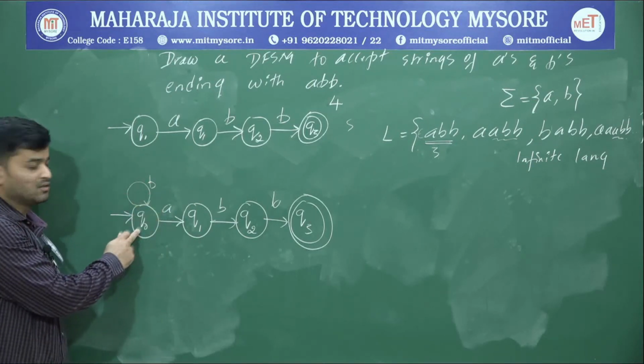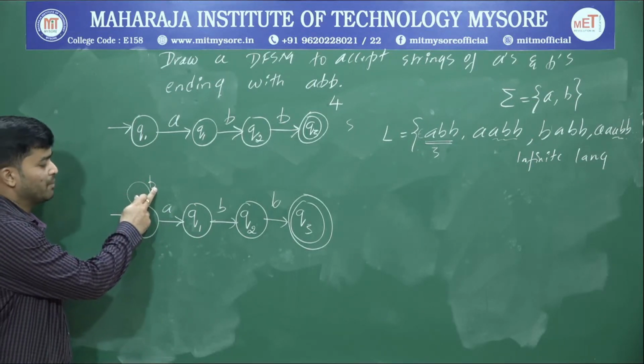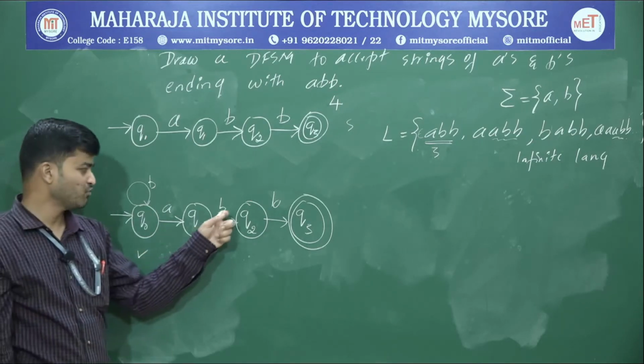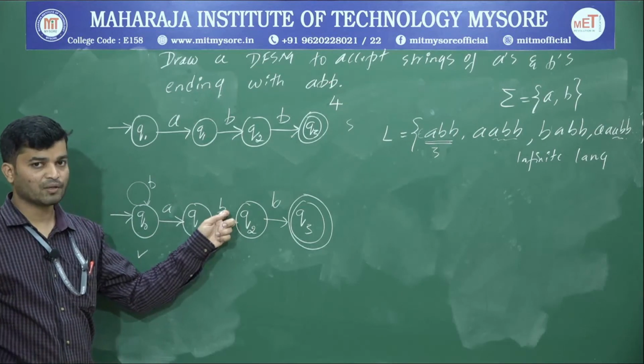Now observe Q0. There's a path for A, a path for B, and sigma is A comma B. Therefore Q0 is over. Now go with Q1. There's a path for B. Now to build a path for A.